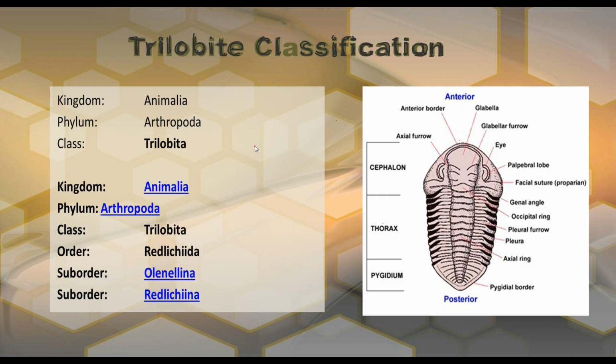To study any phylum, first we have to know its taxonomic classification. First is the kingdom, which is Animalia. Obviously they are organisms, right? So they come under Animalia. If these were plants, we would call it kingdom Plantae, right? But these are all animals, so that's why Animalia. Phylum is Arthropoda, right? Class is Trilobita.